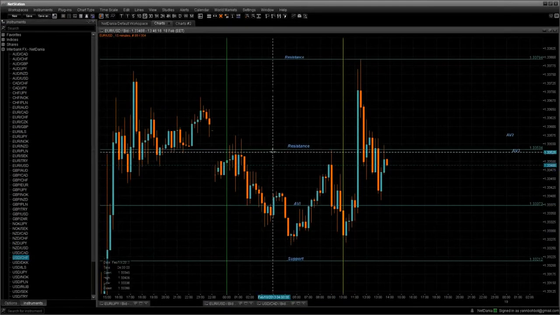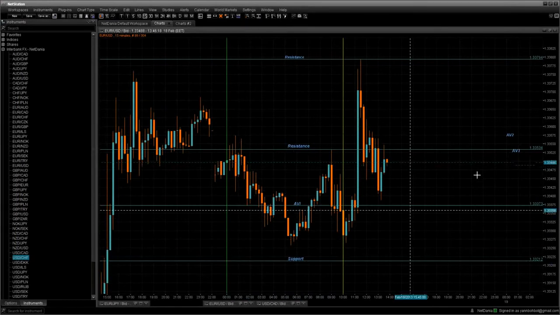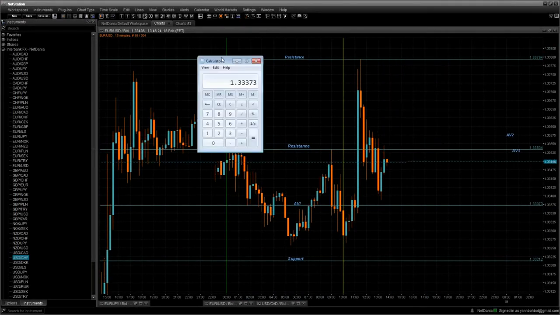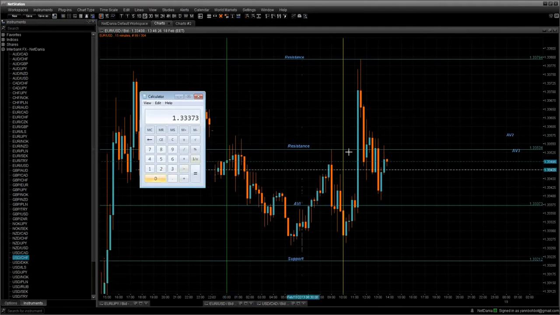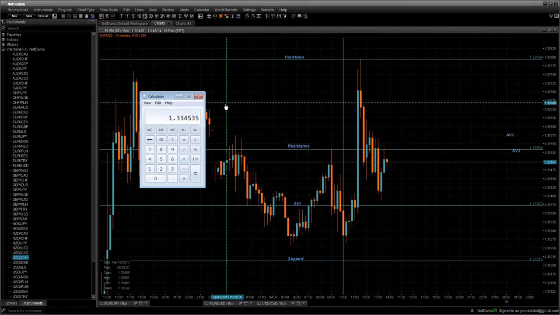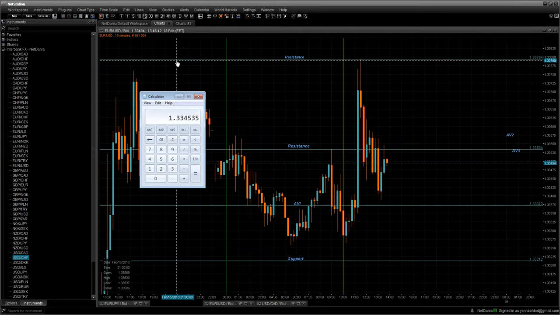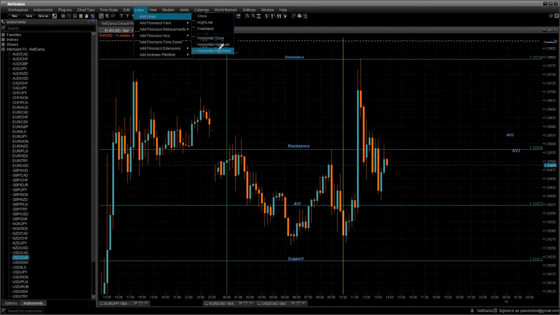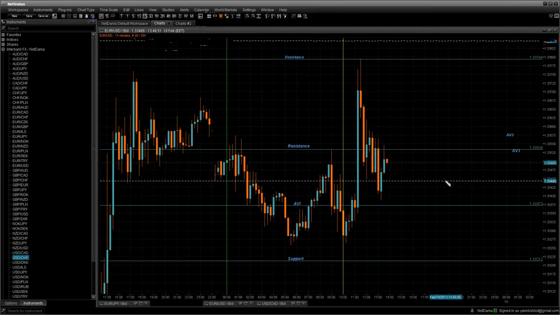Okay. I have my resistance, my average 1, and my support. Now let's calculate average 2. How do we calculate average 2? Resistance, which is 1.33534, plus average 1, 1.33373, divided by 2, gives 1.33453.